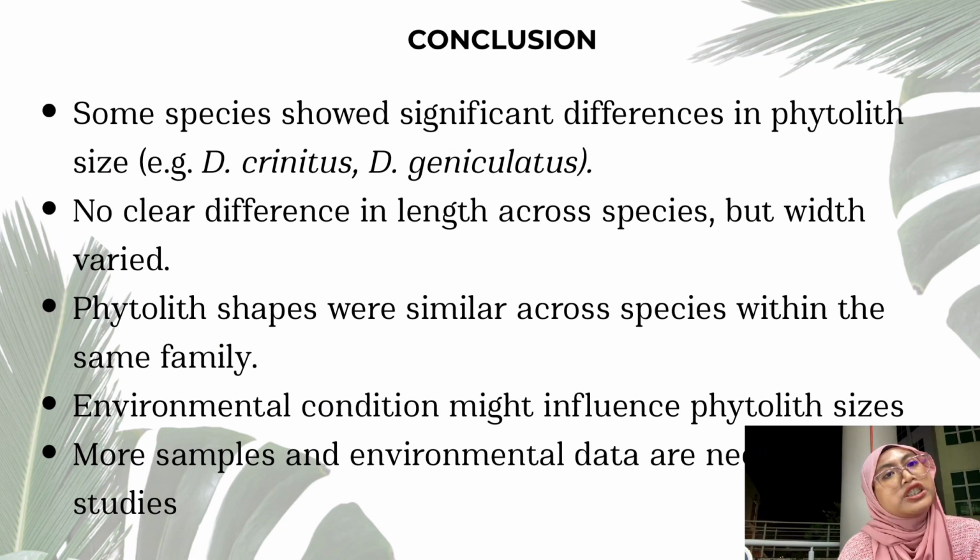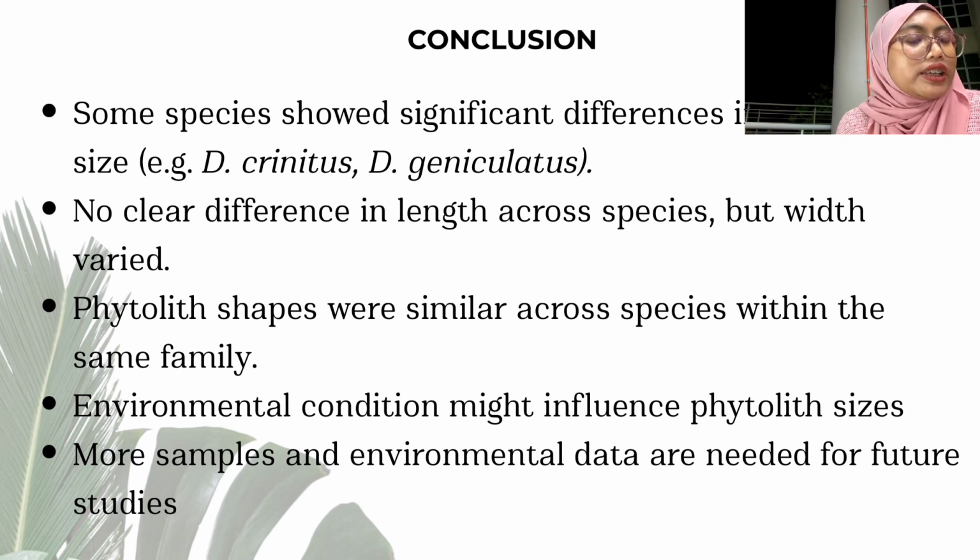In conclusion, some species show significant differences in phytolith sizes, such as Dipterocarpus crinitus and Dipterocarpus geniculatus. Across the different species, we can see that there are no clear differences in length. However, the width varied, and the phytolith shapes were similar across the species within the same family of Dipterocarpaceae, which is spheroidal decorate.